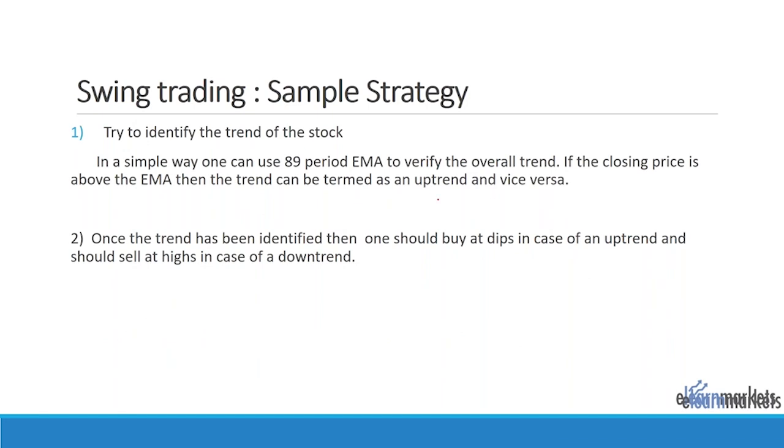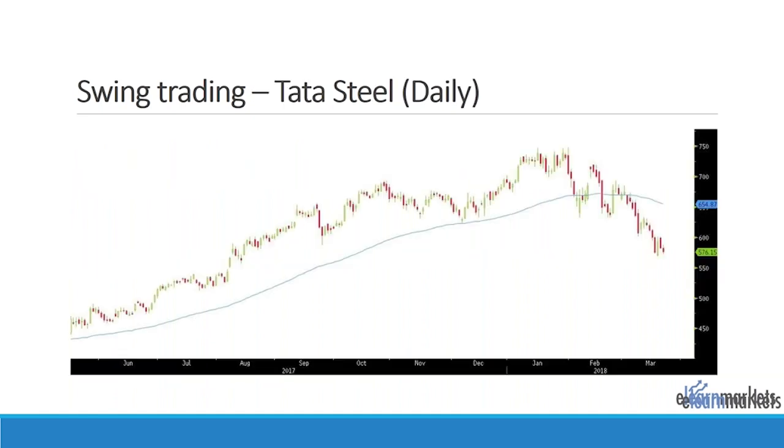This is one of the strategies which one of our faculty members recommends, which is the 89 period exponential moving average. This is again a strategy which you guys can follow if you want. What we do is we look at the 89 period exponential moving average on a daily chart in a particular stock. And typically, if the stock is trading above the 89 period exponential moving average, that means the stock is in an uptrend. That is our base case assumption.